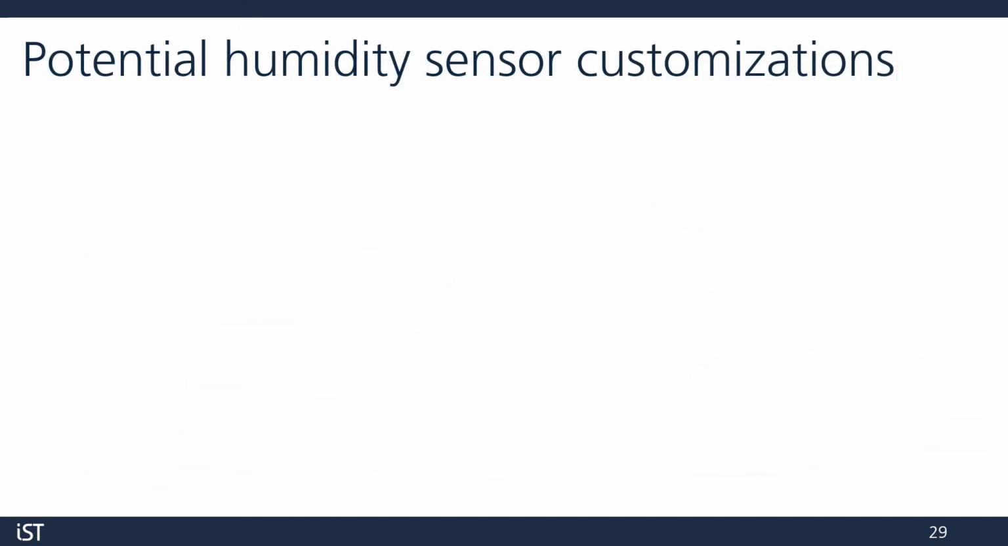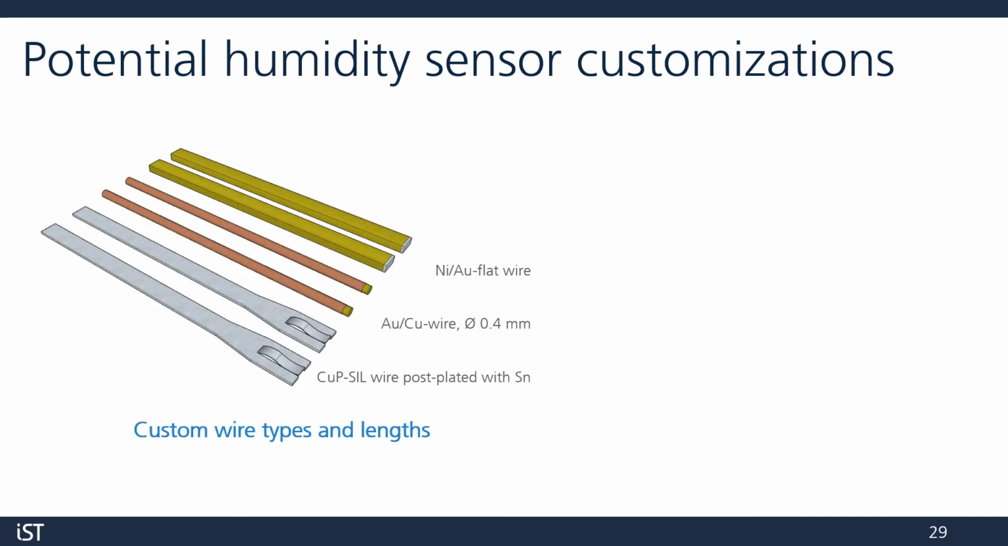If you've seen our other webinars, you know that IST is known for building not just standard sensor components, but custom sensors as well. Here are a few ways we can customize a sensor for your particular application. First, we can change the wire style, material, and length. Here are a few common ones you'll see on our humidity sensors. The different wire types have different mechanical properties and are rated for different temperature ranges. If you have something special in mind, let us know.